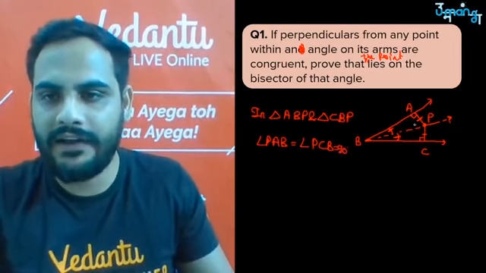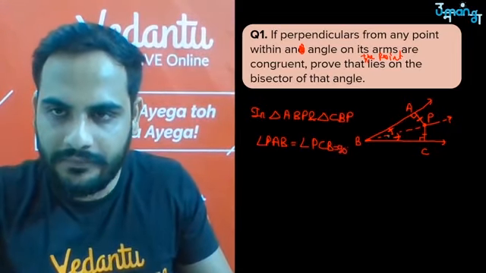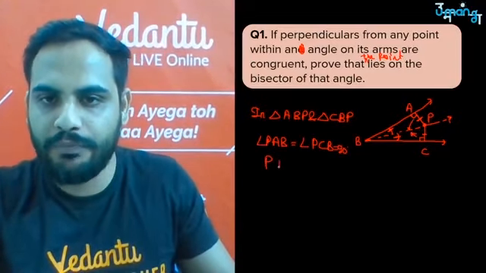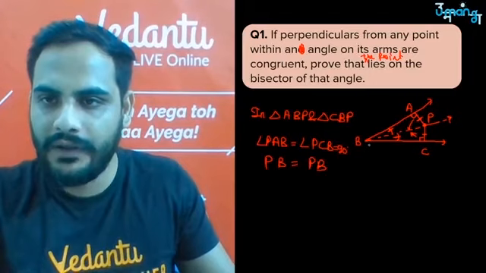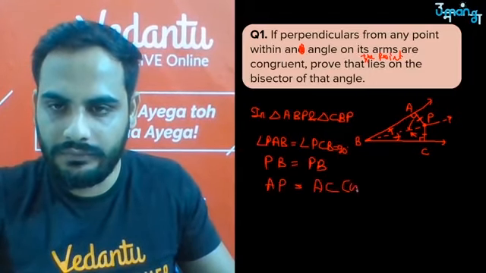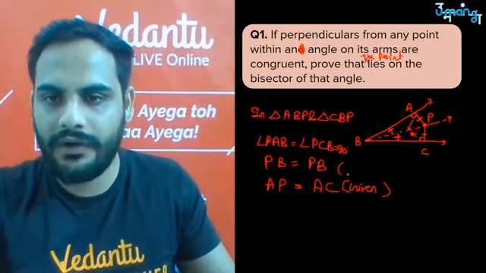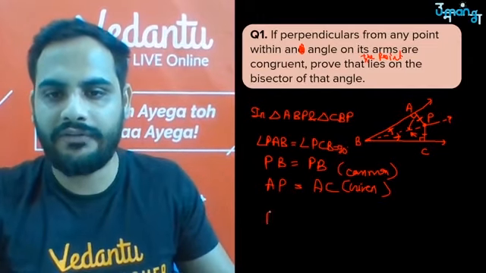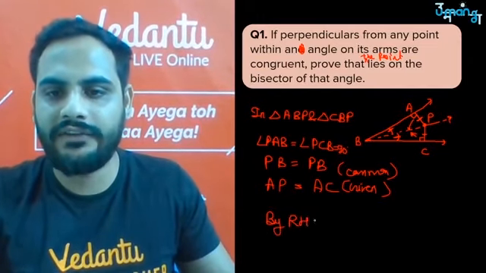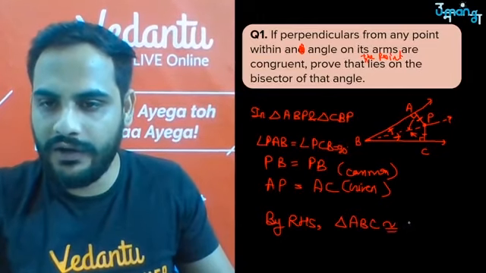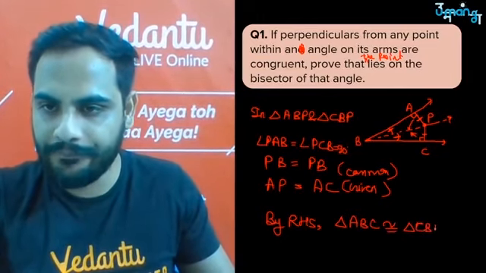Then after that I can see that PB is the hypotenuse for both the triangles, and PB is equal to PB, common side, and then AP is equal to AC, given. It is given. Okay, it is common. So right angle, hypotenuse, side rule. So by RHS rule you can say triangle ABP is congruent to triangle CBP.